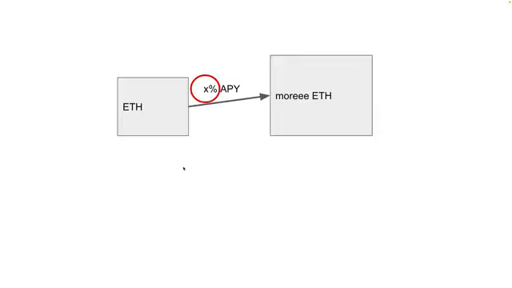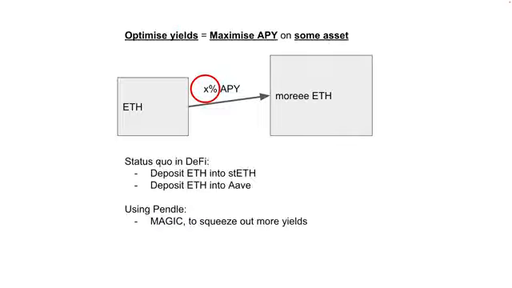So anyway, what does optimizing your yield mean, right? It means that you are holding some asset, say ETH, and you want more of the asset. You want more ETH. You want to grow your ETH. You want to get a higher APY for your ETH. In short, you want to maximize APY on some assets. That's basically optimizing yield.